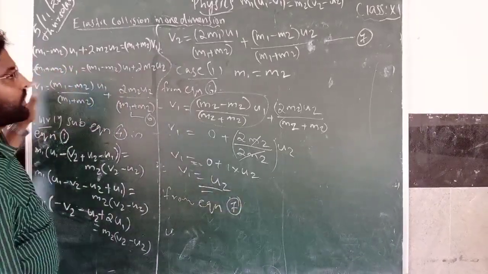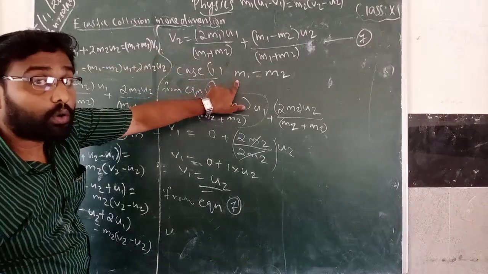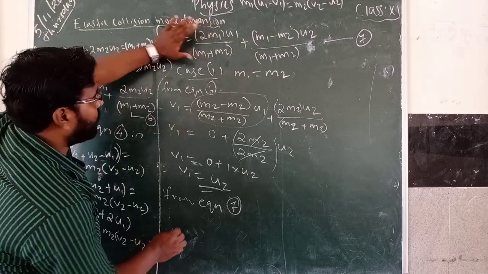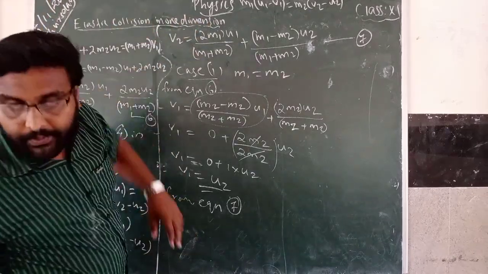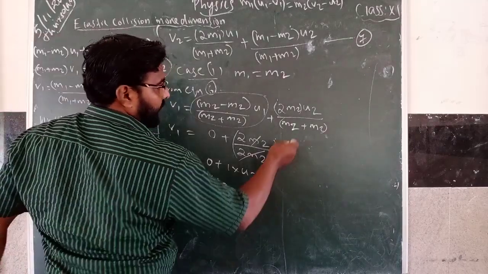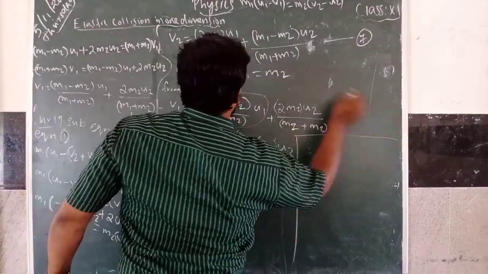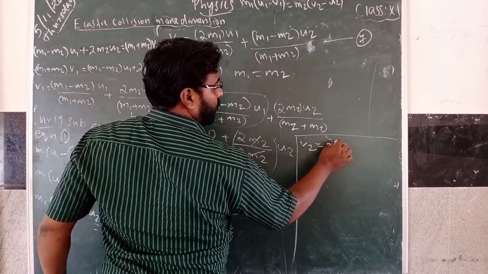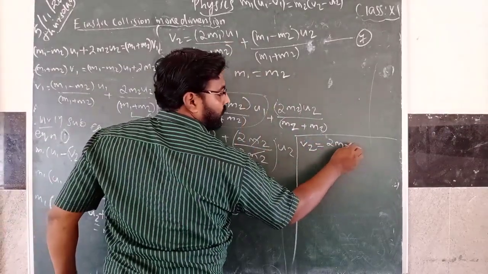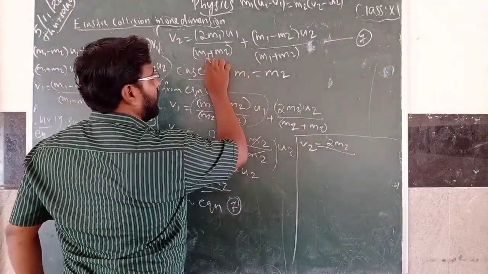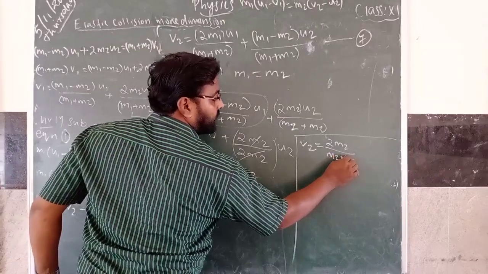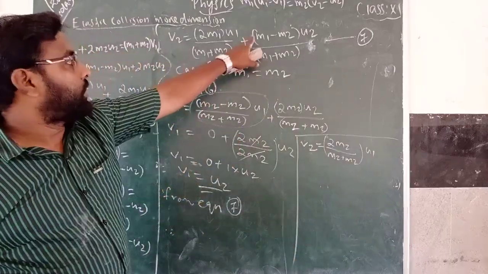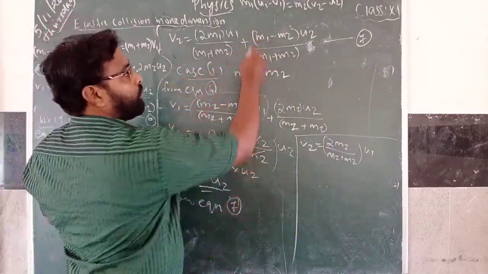Equation 7, same case, M1 is equal to M2. So instead of M1, M2. So what will come here? Listen here. V2 is equal to 2 M2 divided by, instead of M1, M2, so M2 plus M2, into U1. On this side you see, instead of this M1 we are putting M2.